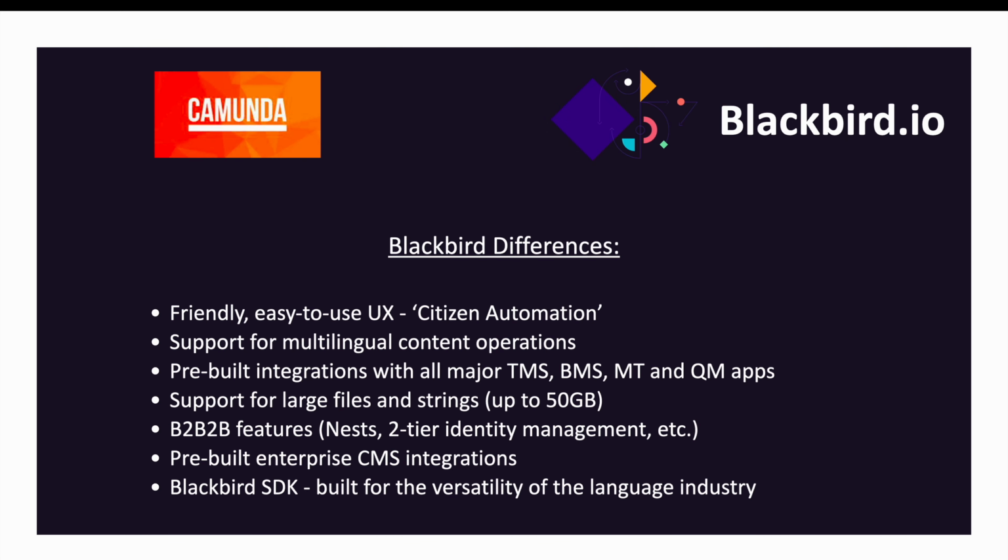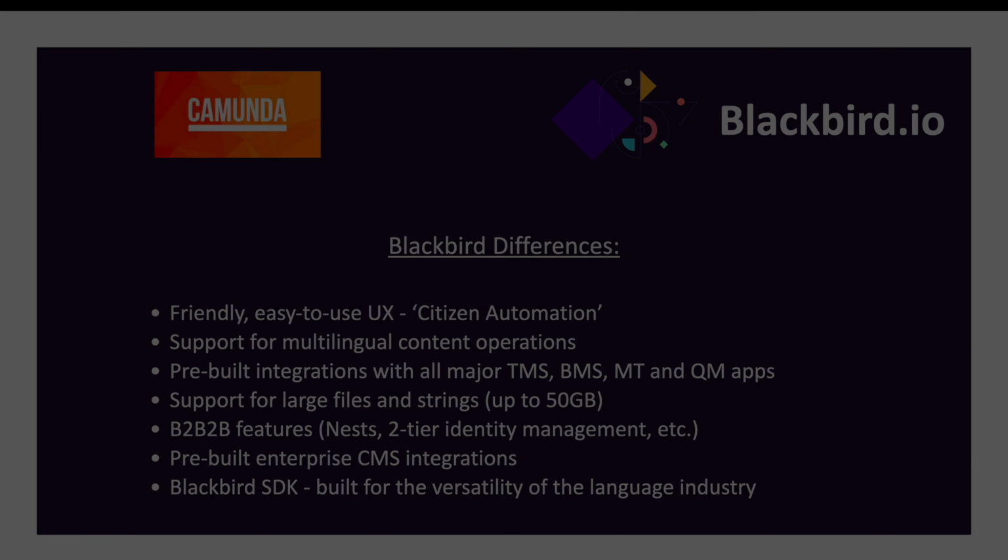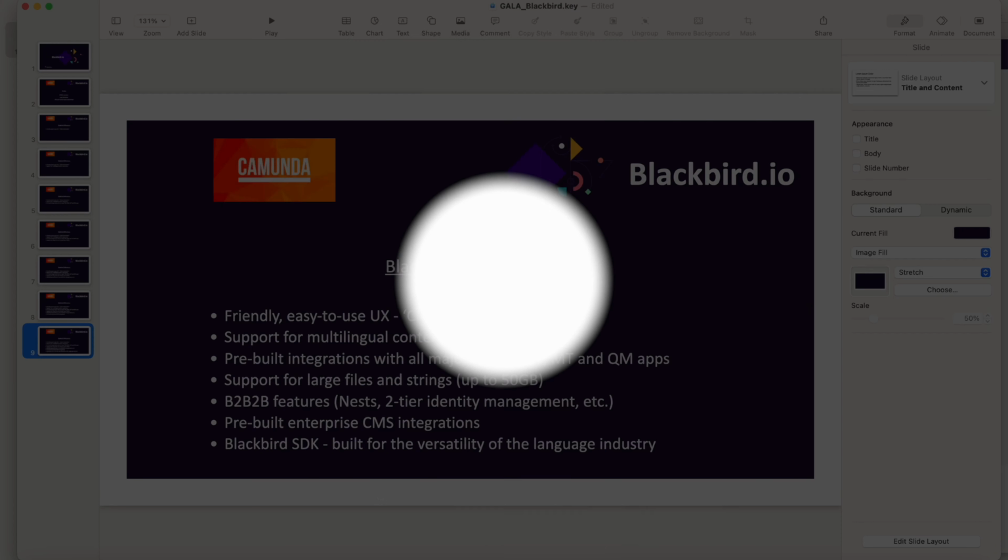Unique attributes of Blackbird include a friendly, easy-to-use UX, support for multilingual content operations, pre-built integrations with all major translation management and business management systems, or machine translation and quality management applications, support for large files and strings, many features made for a B2B2B context, dozens of pre-built enterprise CMS integrations, and our secret sauce, the Blackbird SDK.